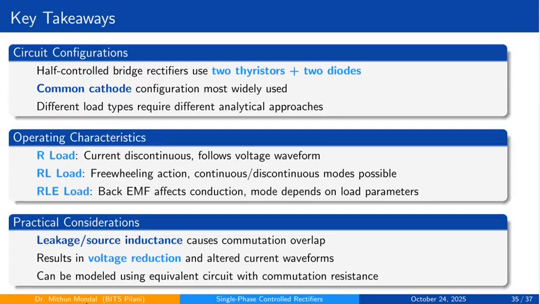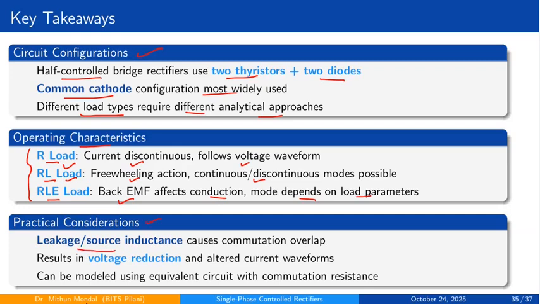So let us discuss the conclusion of this topic. The circuit configuration of the half controlled bridge rectifier uses 2 thyristors plus 2 diodes. Common cathode configurations are the most widely used, and different load types require different analytical approaches. For operating characteristics, there are 3 important loads: R load, RL load and RLE load. In R load the current will be discontinuous and it will follow the voltage waveform. In the RL load, freewheeling action will be there and the current can be continuous or discontinuous depending upon whether you have high inductance or low inductance. In RLE load, you have back EMF which affects the conduction process, and the mode depends upon the load parameters.